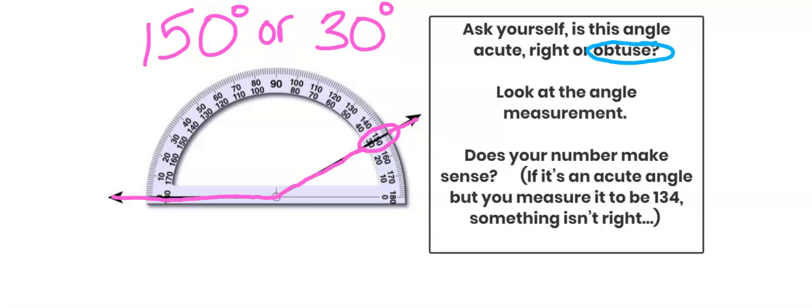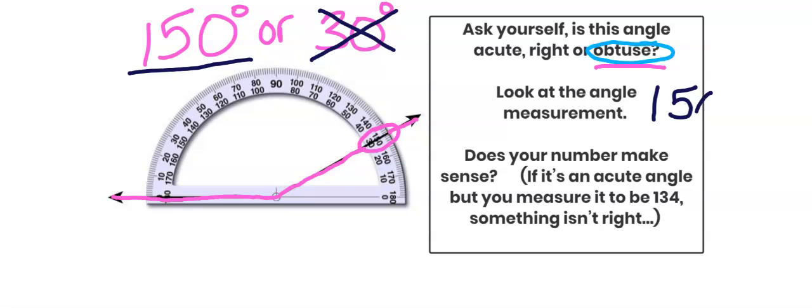Now, in the last step, we already determined that this is an obtuse angle. So an obtuse angle we know is greater than 90 degrees. And of our two options, 150 is greater. 30 degrees is less than 90 degrees, so it can't be that one. So we're going to look at the angle measurement, and we decided that it was 150 degrees.